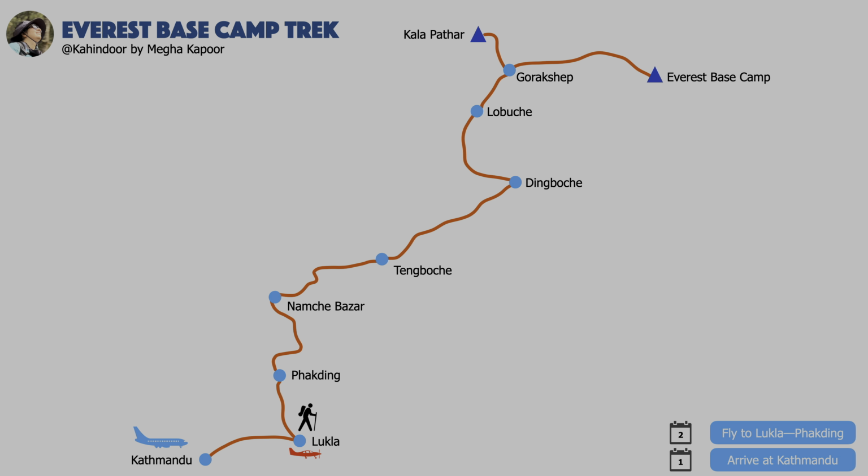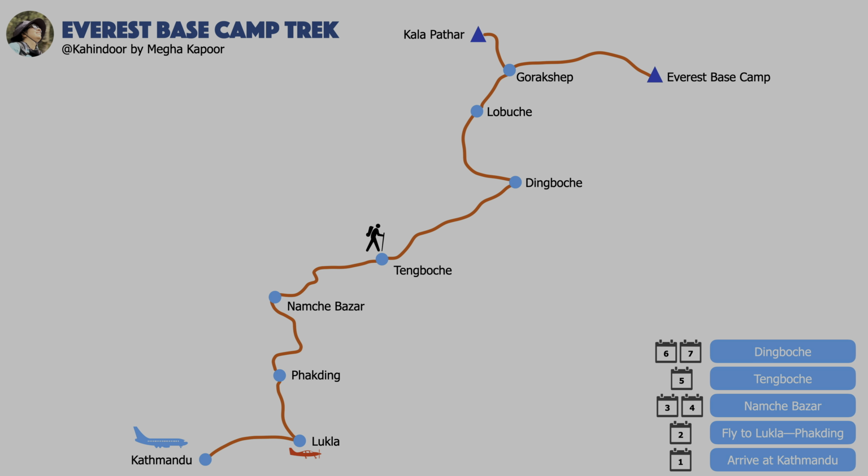After reaching Lukla, you will start the hike to Phakding. And on day 3, you will continue your hike to Namche. Here you will spend another additional day for acclimatization. And then on day 5, you will hike to Tengboche, day 6 to Dingboche, and here you will stay for another additional day for acclimatization. Day 8, you will continue the hike to Lobuche, and finally on day 9, you will move to Gorakshep, visit Everest Base Camp, and then return to Gorakshep.